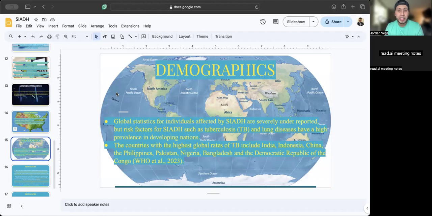The countries with the highest rates of tuberculosis in the world that I did find were India, Indonesia, China, the Philippines, Pakistan, Nigeria, Bangladesh, and the DRC, or the Democratic Republic of Congo.